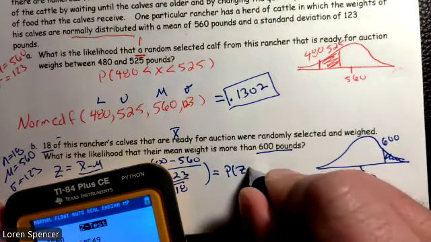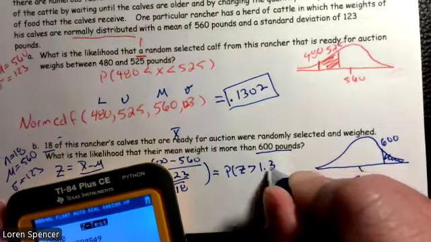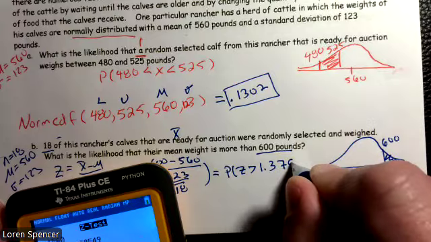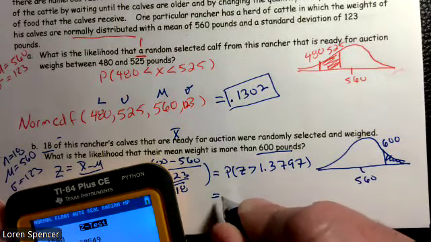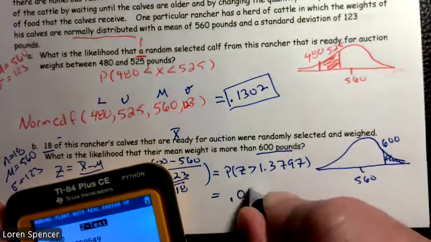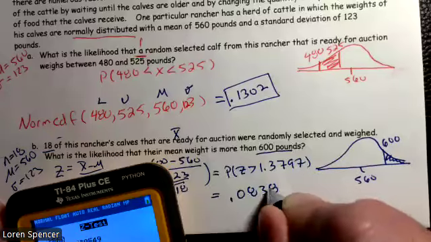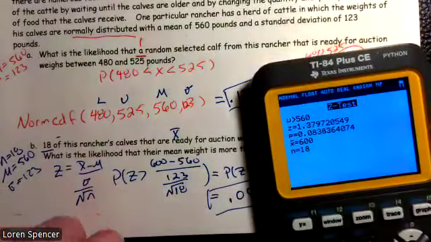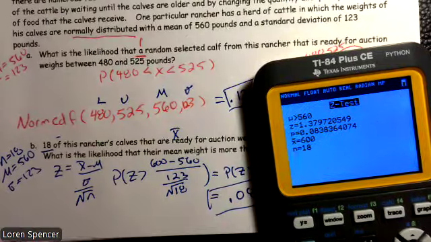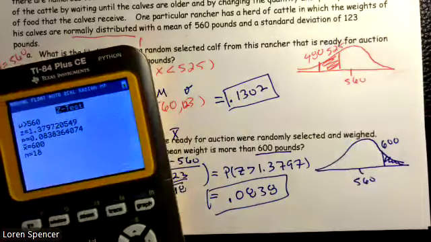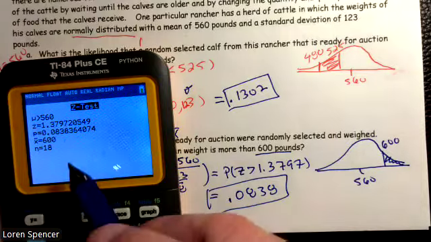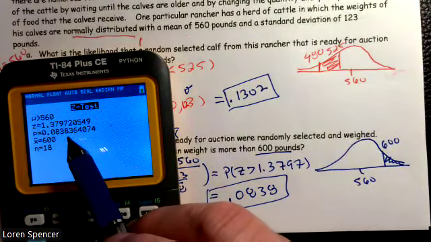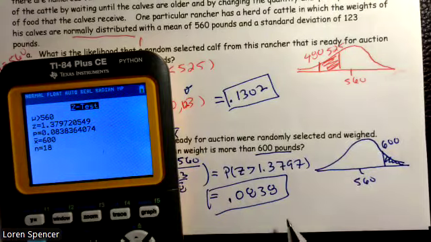Probability that z is greater than, that's our z-score, not our probability. Sorry about that. 1.3797 corresponds to a probability of 0.0838. All right. And I sure hope that helped, and I hope I didn't confuse anybody there. Please remember the 1.379 is my z-score and the 0.0838 is my probability.